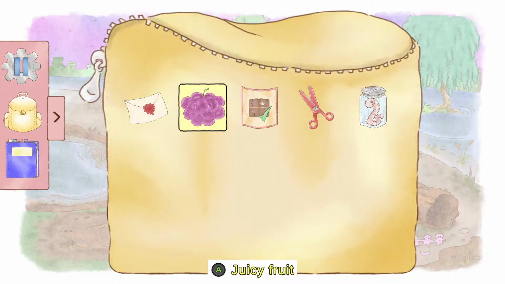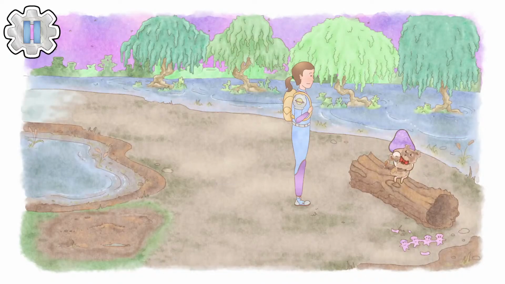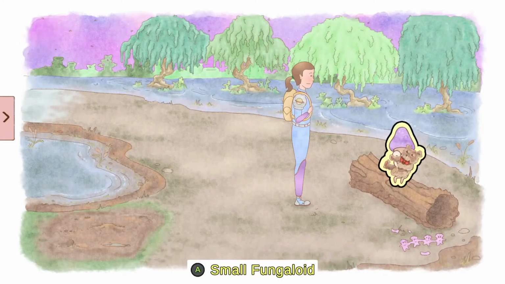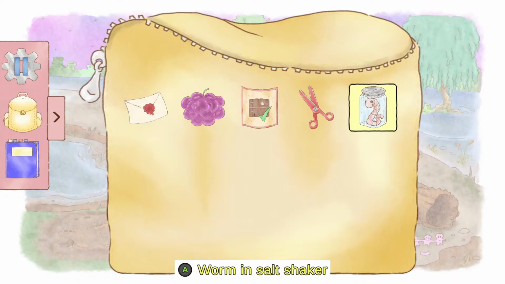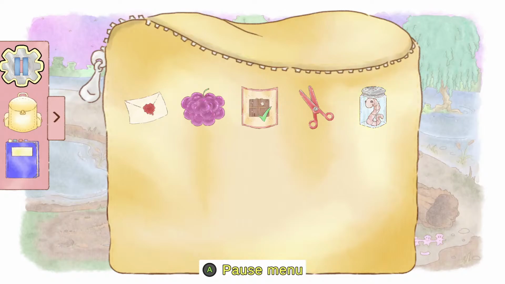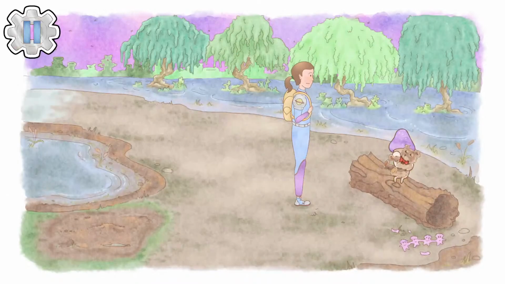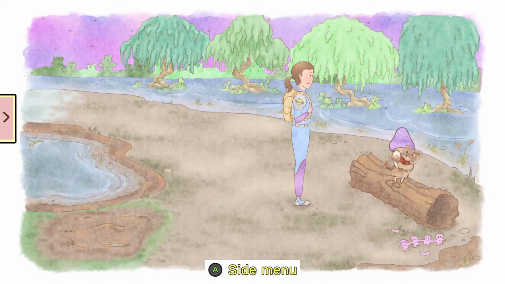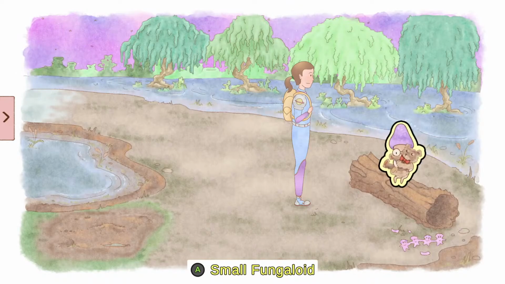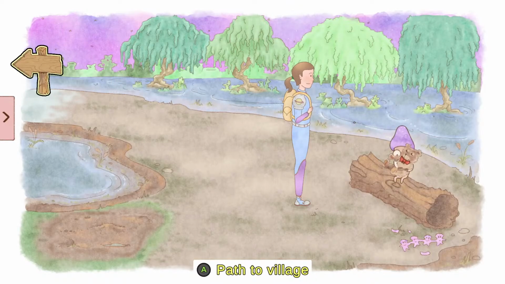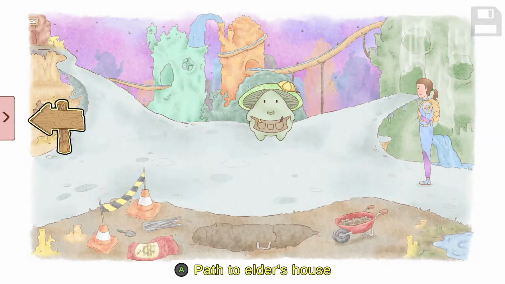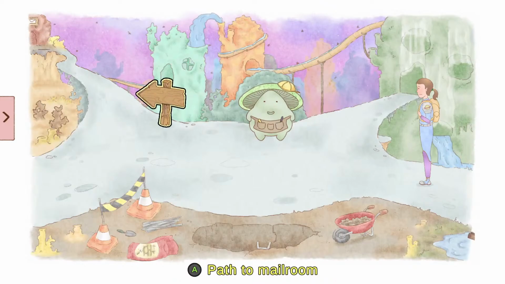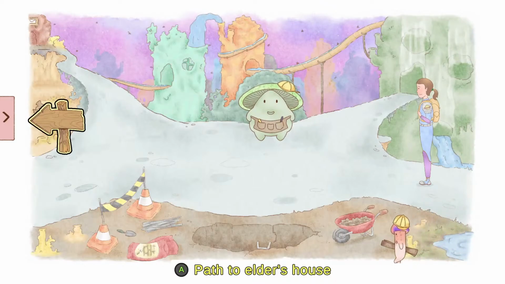The Elder's Letter. Juicy fruit. Builder's postal. Play scissors. Worm and salt shaker. Pause menu. Side menu. Path to village. Auto saving. Path to Elder's house. Path to mailroom.